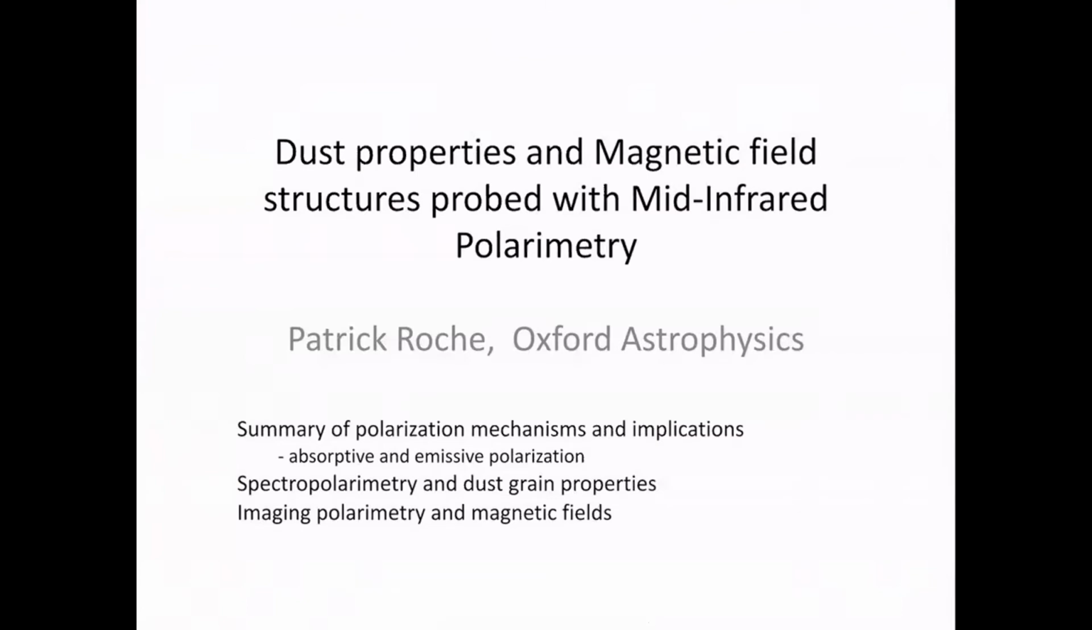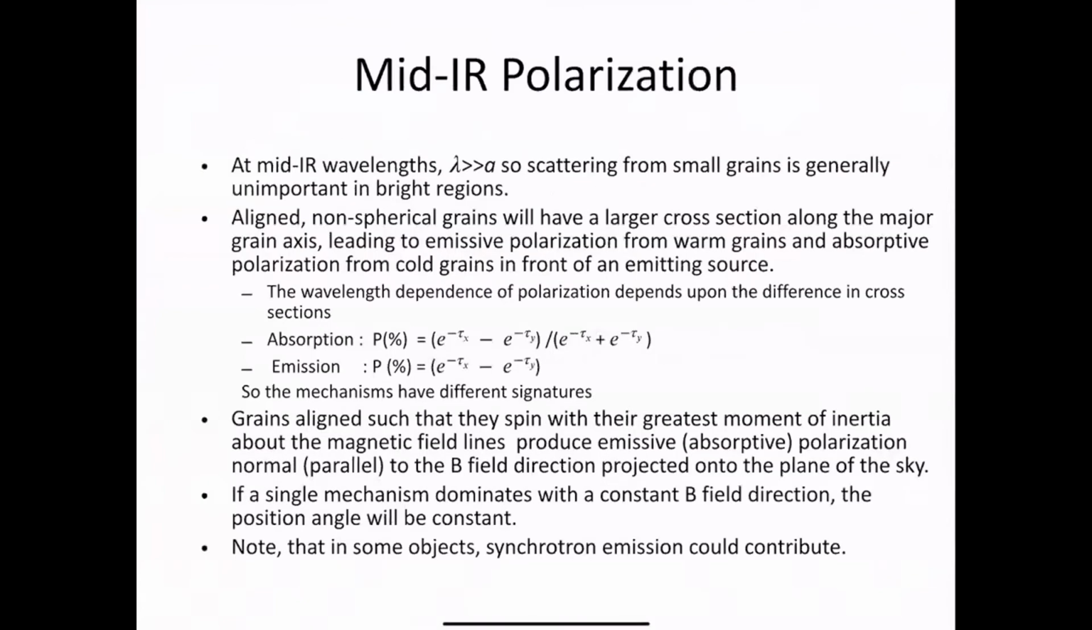Okay, so today I don't have very long, so I'll just introduce what mid-infrared polarization can tell us. The key thing is that at these long wavelengths, scattering is generally unimportant, at least in bright regions where there's strong dust emission. If we have aligned non-spherical grains, they have a larger cross-section along the major grain axis, which means that we get emissive polarization from warm grains and absorptive polarization from cold grains that are along the line of sight in front of an emitting source.